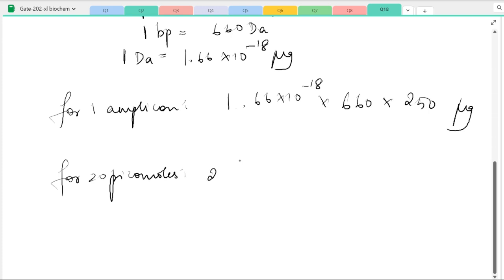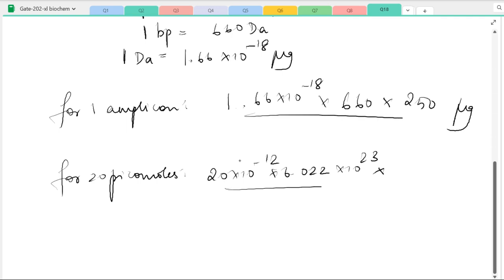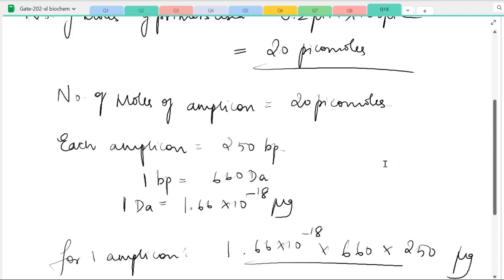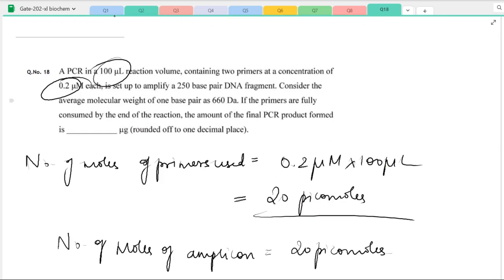it will be 20 into 10 power minus 12 into 6.022 into 10 power 23, because 1 mole is the Avogadro number, so we have this many amplicons, into 1.66 into 10 power minus 18 into 660 into 250. If you calculate all of this, the final answer comes to be 3.3 microgram. It's just normal multiplication with the calculator that they provide. So the final weight of the PCR product is going to be 3.3 microgram.